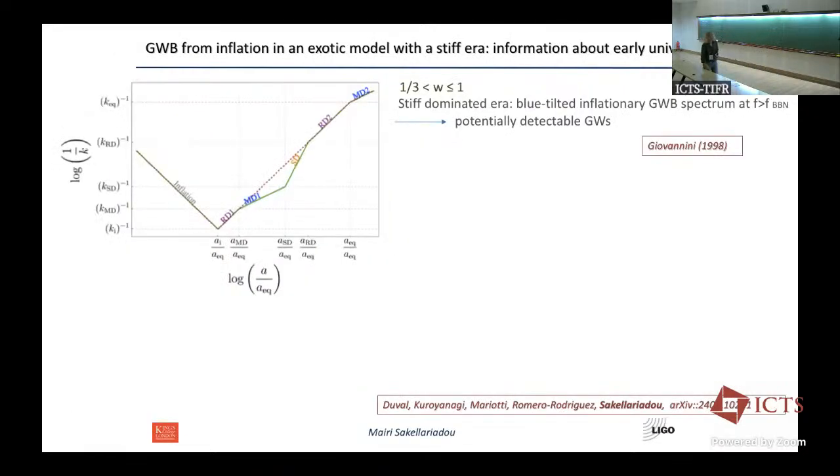Now, stiff equation of state. There are several particle physics models which say that there might be a kind of stiff equation of state, which lies between the matter-dominated era and the radiation-dominated era. So I start with inflation. At the end, I have the radiation era and the matter-dominated era. Then I have an exotic era with a stiff equation of state, which means that the relation between the energy and the pressure is between 1/3 and 1. There are various models motivated from string theory or beyond standard model physics that tell us that this can happen.